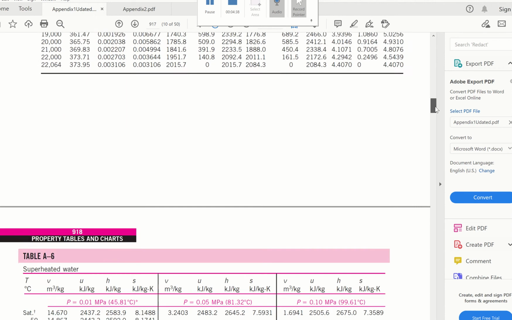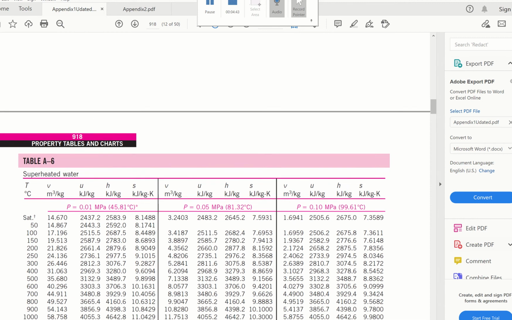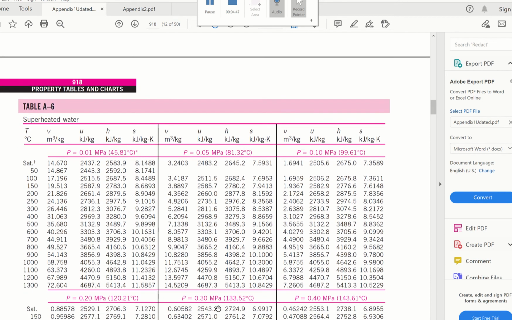Now, continue. Then we have table A6. At table A6, we land on superheated vapor. We have several sub-tables. The tables are classified by pressure. At different pressures, be aware, this is in megapascal.